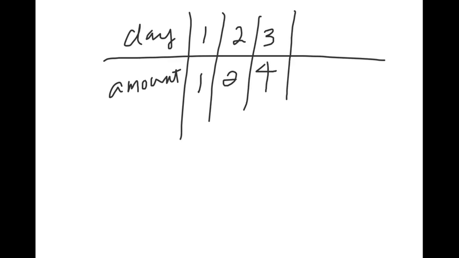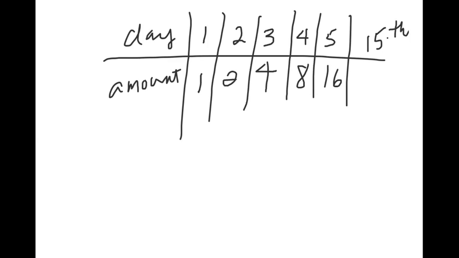So on day 4, you would have $8 saved up. You see this, okay? On day 5, you would have $16 saved up. So the question is, how much money will you have set aside on the 15th day, guys? How much money will you have set aside? That's the question. This one right here, everybody, is a geometric sequence, okay?